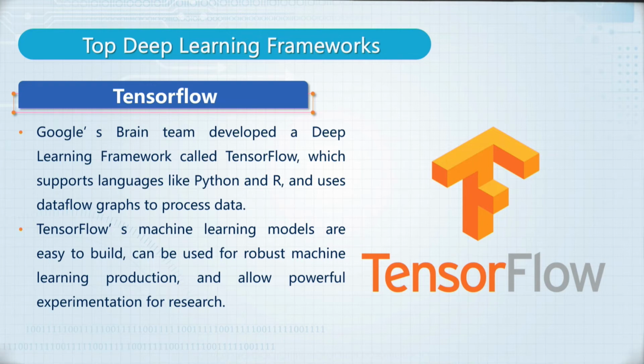Google's Brain team developed a deep learning framework called TensorFlow, which supports languages like Python and R, and uses data flow graphs to process data. This is very important because as you build these neural networks, you can look at how the data flows through the neural network. TensorFlow's machine learning models are easy to build, can be used for robust machine learning production, and allow powerful experimentation for research.